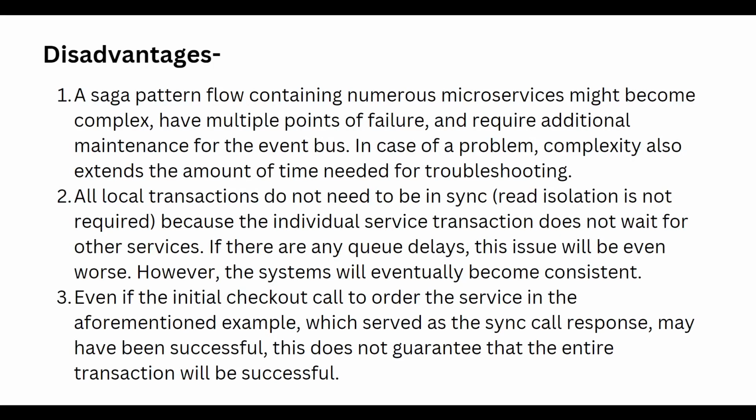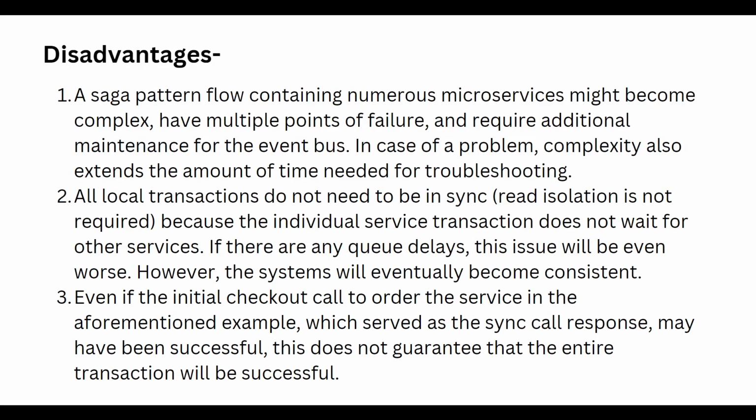Now, talking about disadvantages, a Saga pattern flow containing numerous microservices might become complex, have multiple points of failure, and require additional maintenance for the event bus. In case of a problem, complexity also extends the amount of time needed for troubleshooting, which means debugging is going to be difficult. All local transactions do not need to be in sync. Read isolation is not required because the individual service transaction does not wait for other services. If there are any queue delays, this issue will be even worse. However, the systems will eventually become consistent.